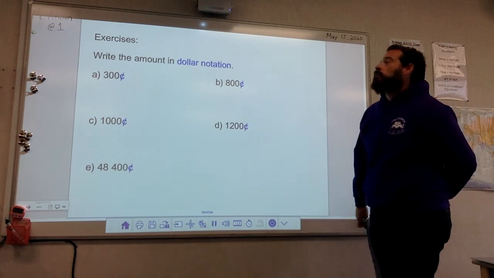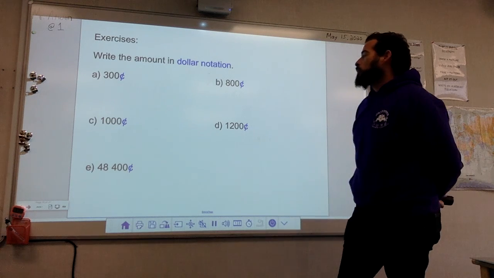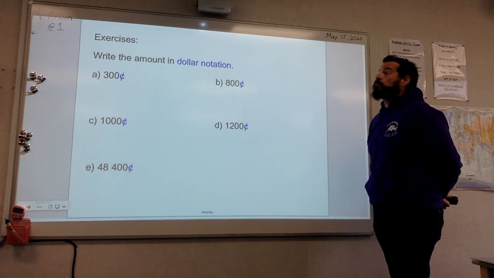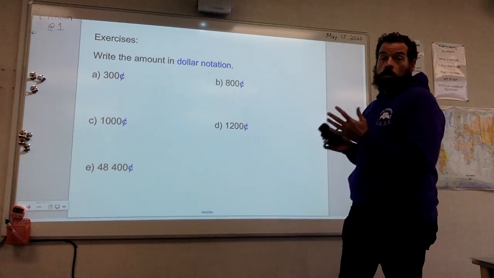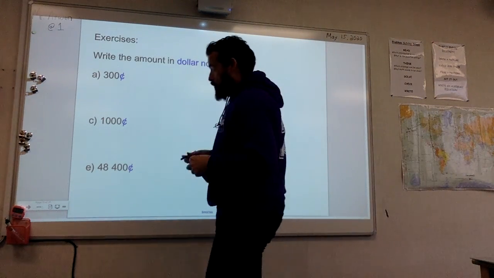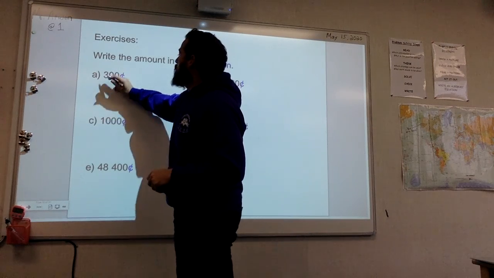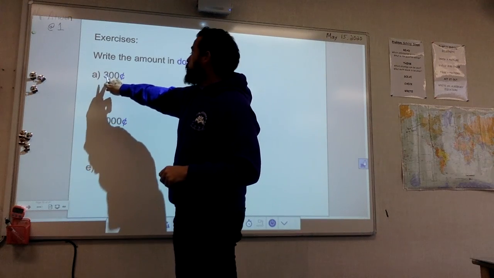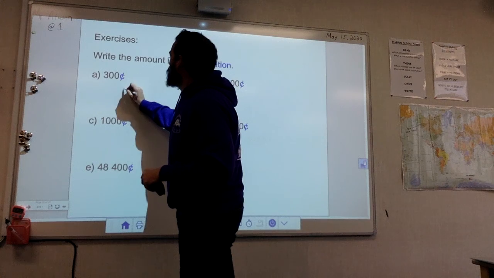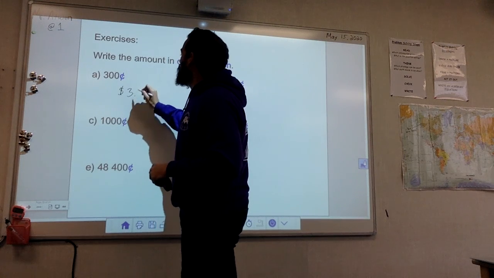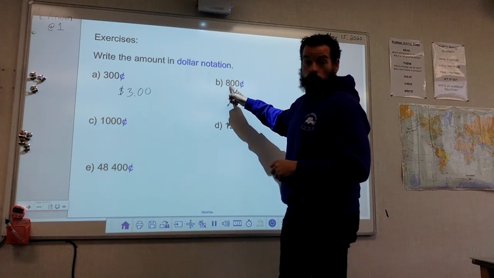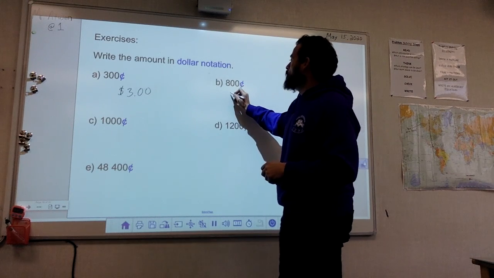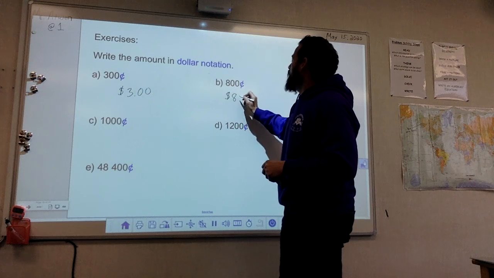So here we go. We'll have a few that we're going to write in dollar notation. And if you look, we've got some bigger numbers here, and they're all over 100. So we've got 300 cents. Remember, there's going to be 2 digits to the right of the decimal. Dollar sign, 3.00. 800 cents. We want 2 digits to the right of the decimal. So, dollar sign, 8.00.